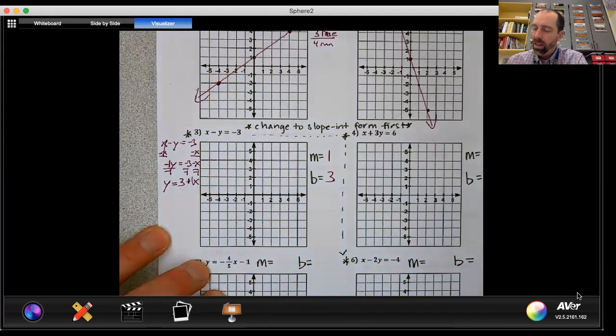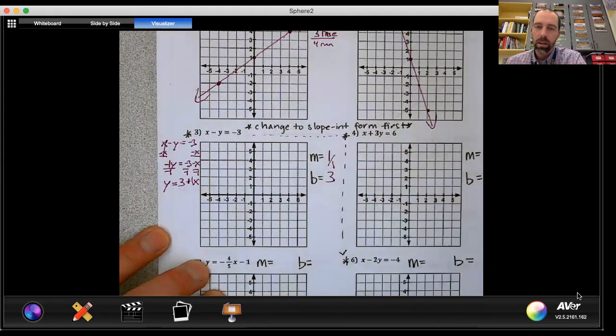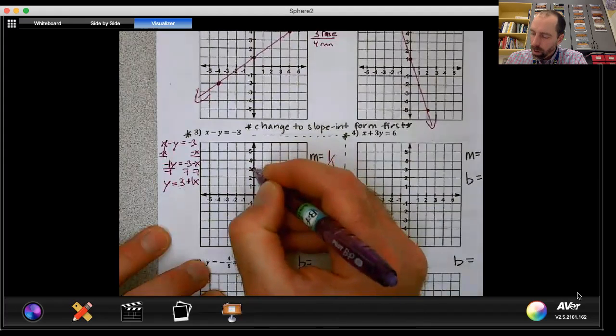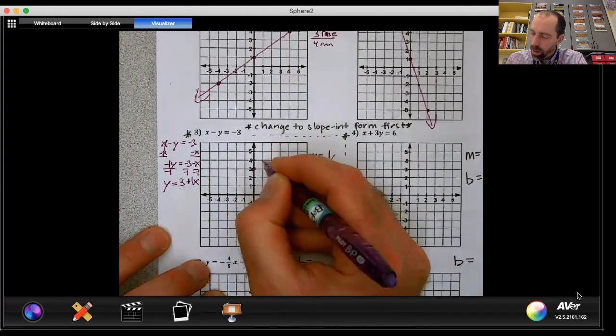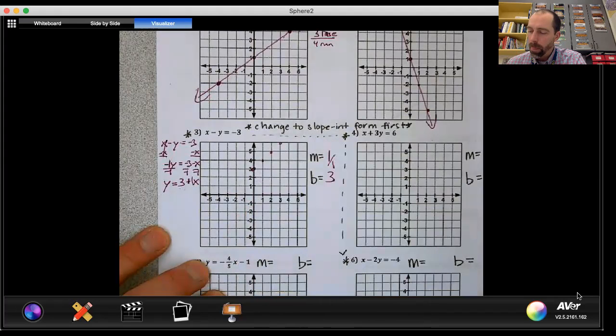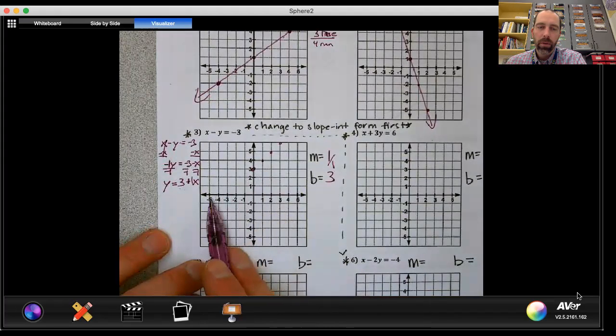Okay? And the slope of 1, you really want to think of that as a 1 over 1, so that will help you with your rise and run. So we're going to start at 3, then we're going to go up 1, 1 to the right, up 1, 1 to the right, up 1, 1 to the right. So that's what a slope of 1 would look like. Okay? So that's how you can graph it by converting it into slope-intercept form.